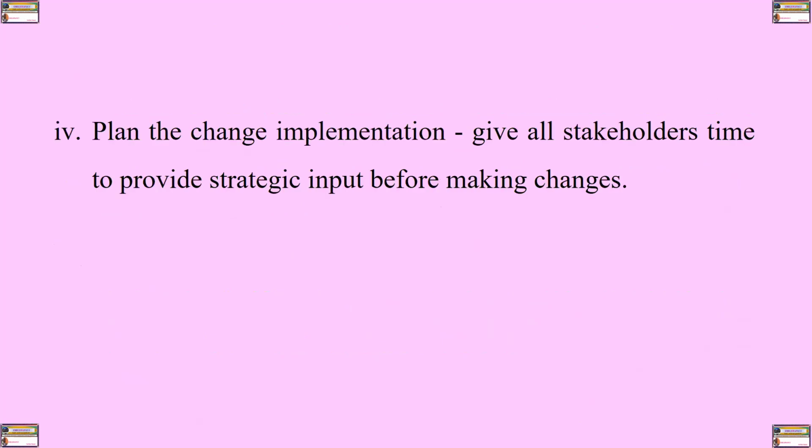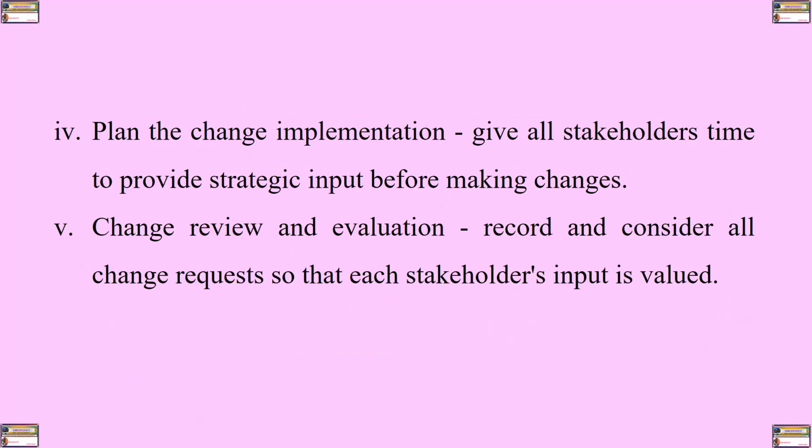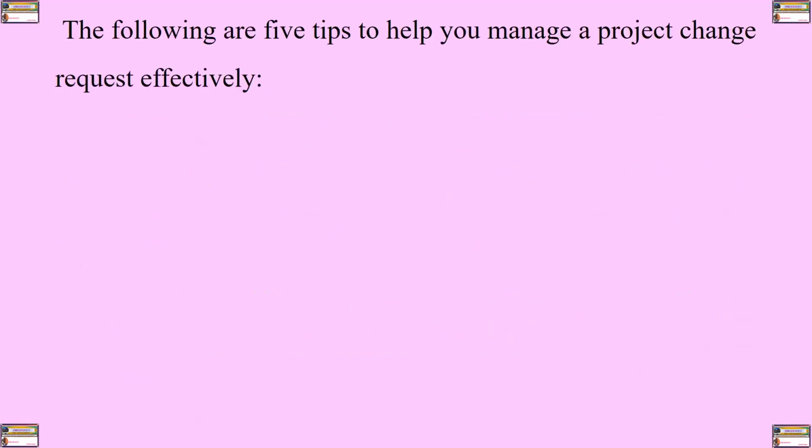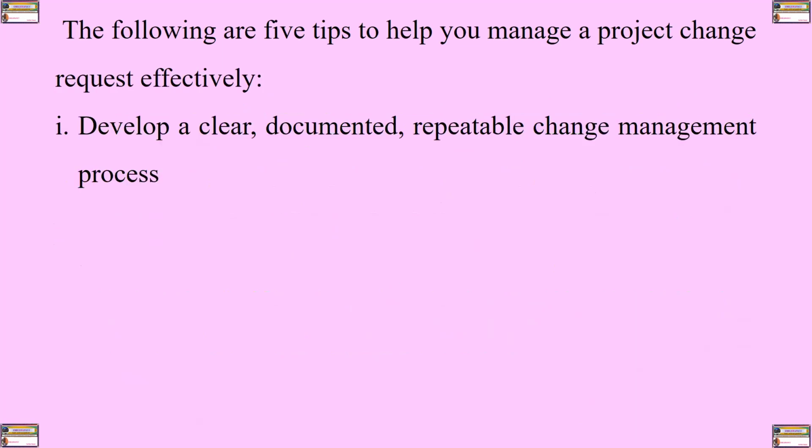Number six is plan the change implementation. Give all stakeholders time to provide strategic input before making changes. Then change review and evaluation. Record and consider all change requests so that each stakeholder's input is valued. The following are therefore 5 tips to help you manage a project change request effectively.